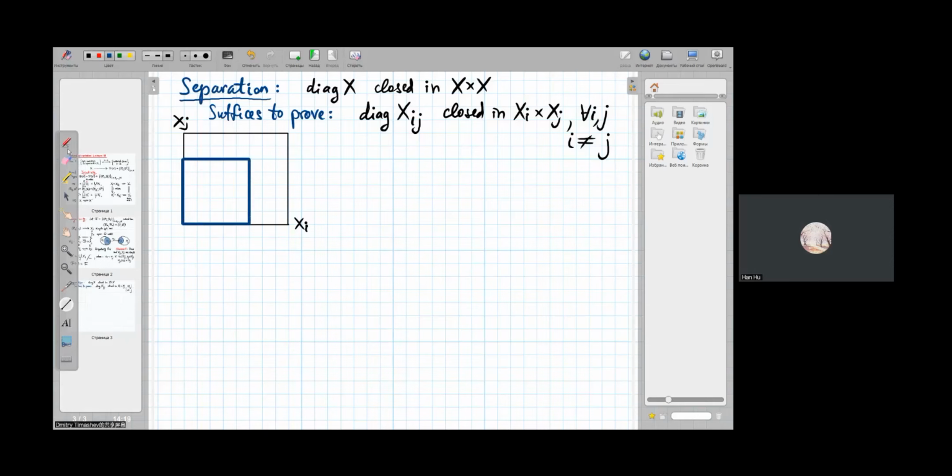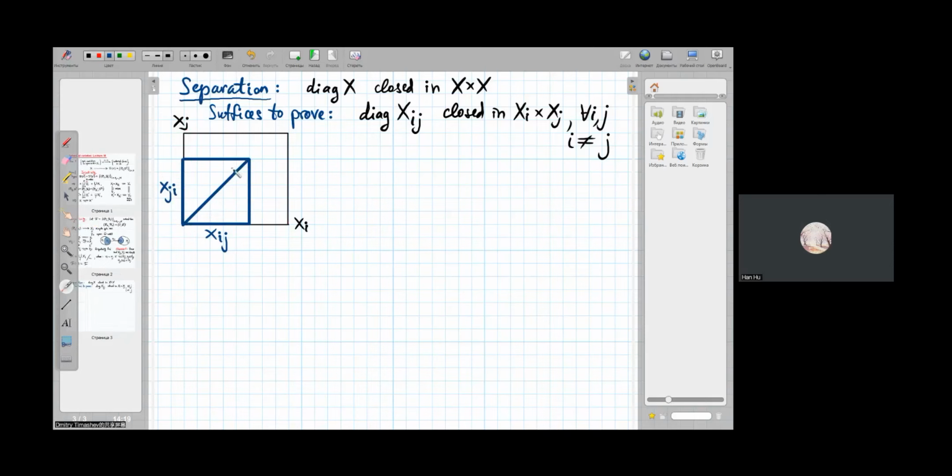And suppose we know that they are isomorphic. The picture is like this. So this is Xij. This is Xji. Let me draw the diagonal. Diagonal of Xij. This is the diagonal. And we want to prove that it is closed, not just in here, but in the whole product in here.